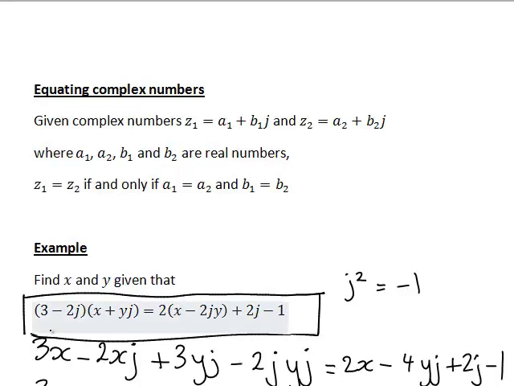So the main point to note is that when you have an expression like this involving complex numbers where you want to solve for unknowns such as x and y, the first step is to expand out any brackets, then group real and imaginary parts on each side so that you can then equate the real and imaginary parts in order to find any unknowns.